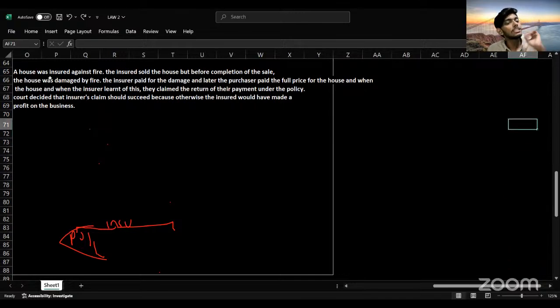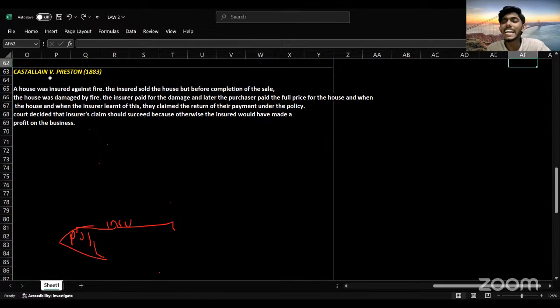But just analyze the facts of this case. There was a particular house, and it is insured against fire. The insured means the person who obtained the coverage. That person has sold the house before completion of the sale. Right?